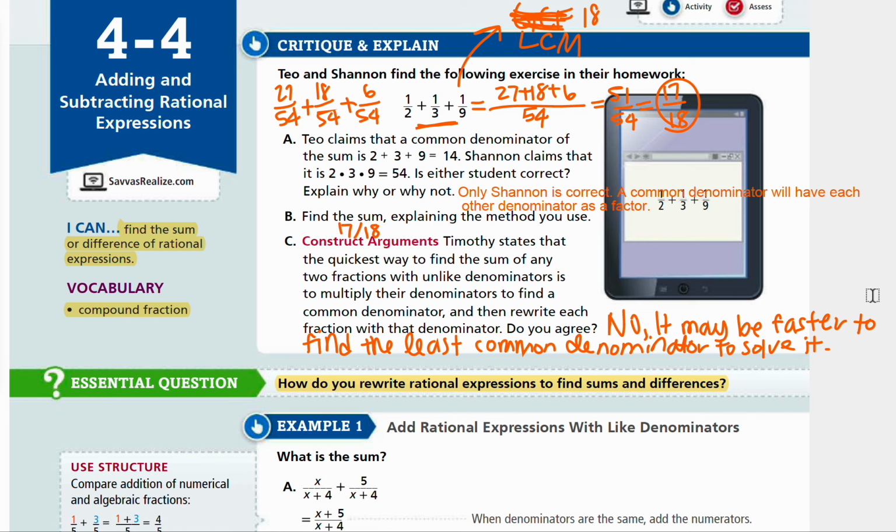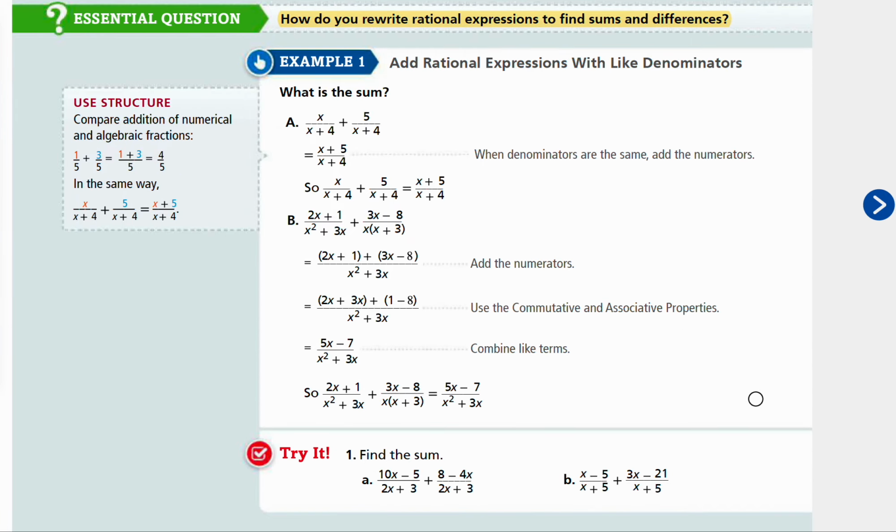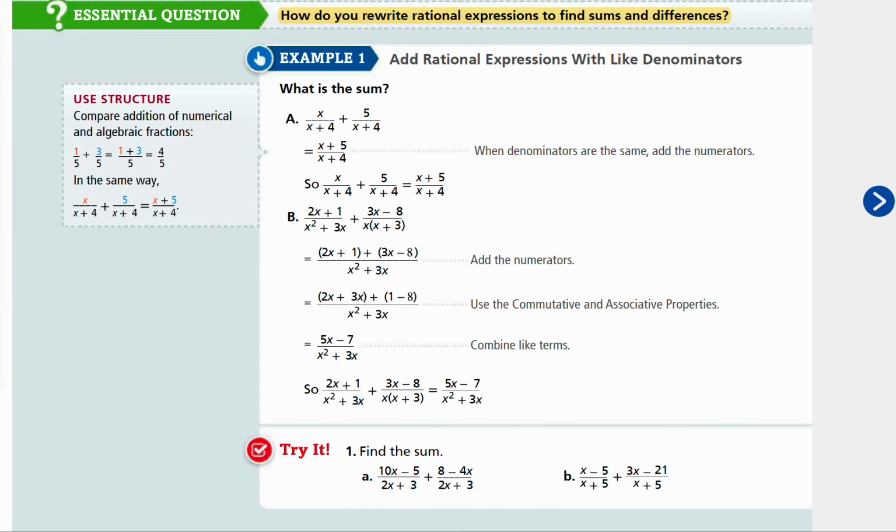So in this lesson, we're going to think about this big question: how do you rewrite rational expressions to find sums and differences? Let's start with Example 1. Add rational expressions with like denominators. What is the sum here? Can you figure out the sum when we have rational expressions like these? x over x plus 4 plus 5 over x plus 4. Yes, you have a common denominator, and so you can just add x plus 5, but they're not like terms, so you'll just have x plus 5 over x plus 4, right? So that's it.